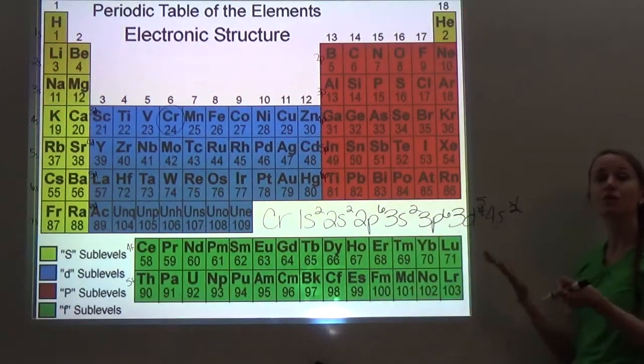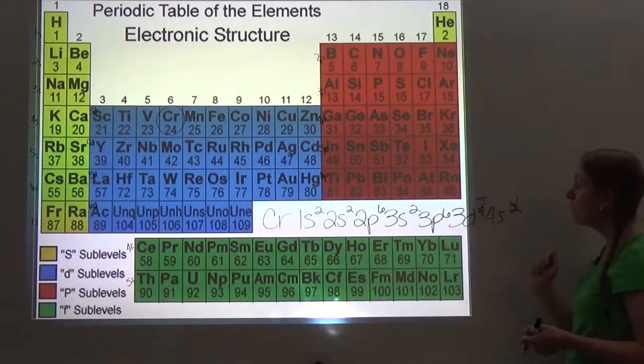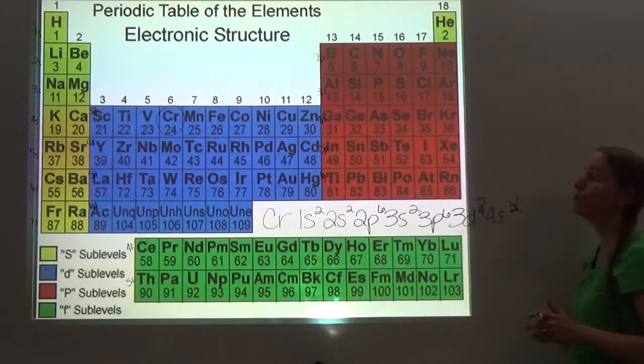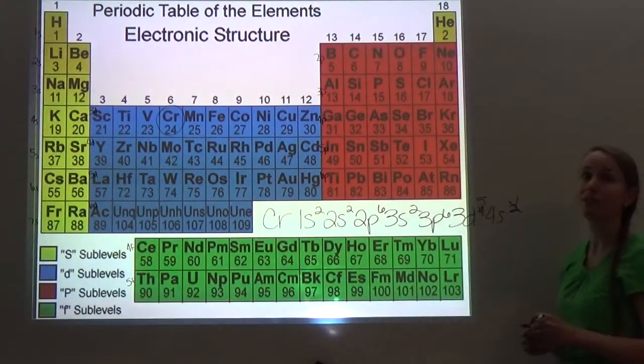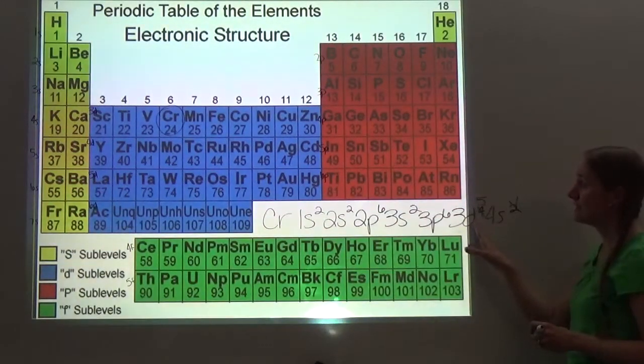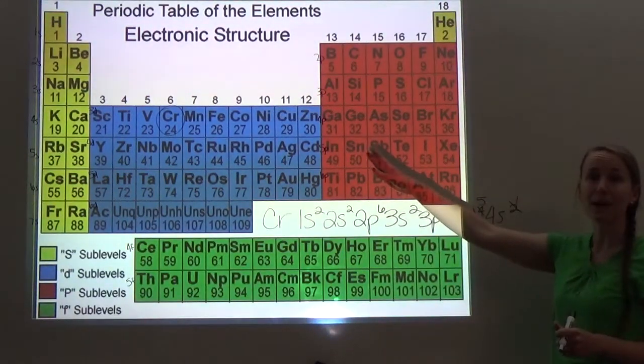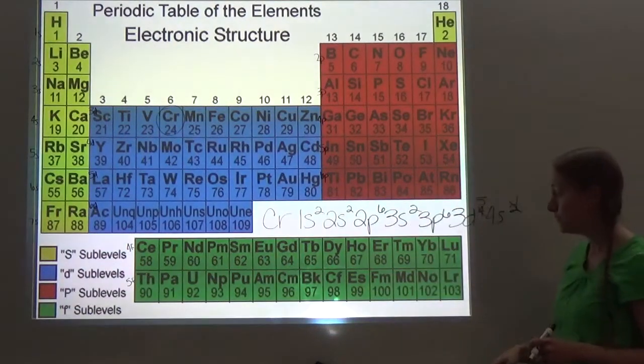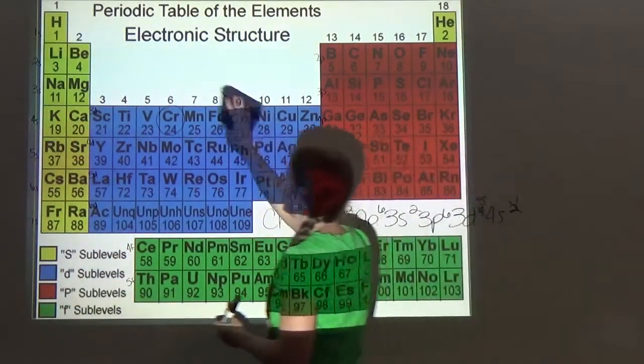You have got to remember the exception. If you put 3d4, 4s2, I'll mark that wrong. I don't even give partial credit for it. So make sure you know this exception. A very similar thing happens with copper, which is Cu. Okay, so let me erase this one and show it to you.